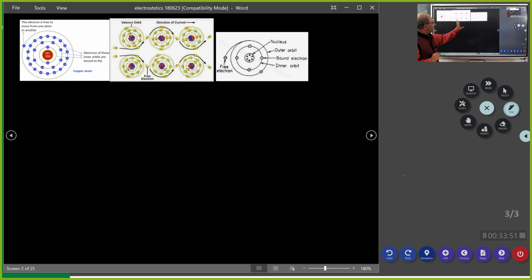So there is the concept of free electrons here. That is important. Because you should not confuse. Valence electron is valence electron.